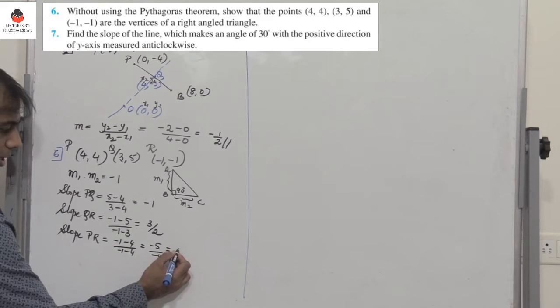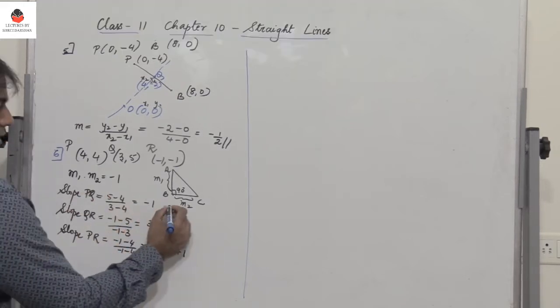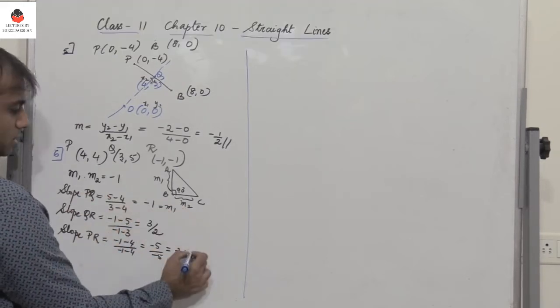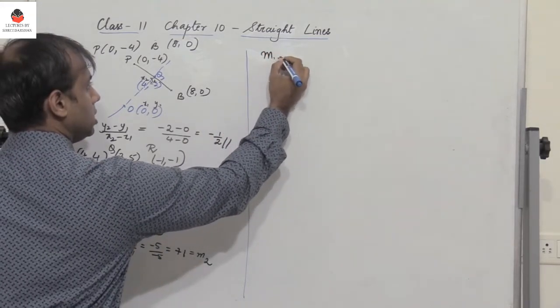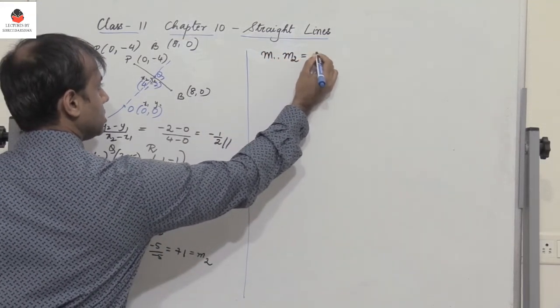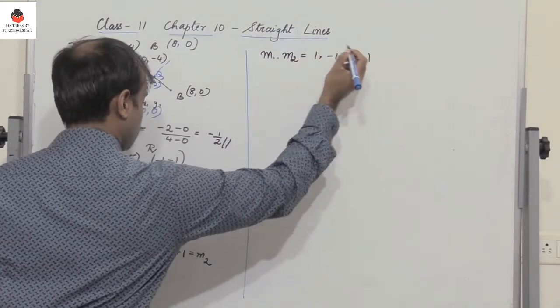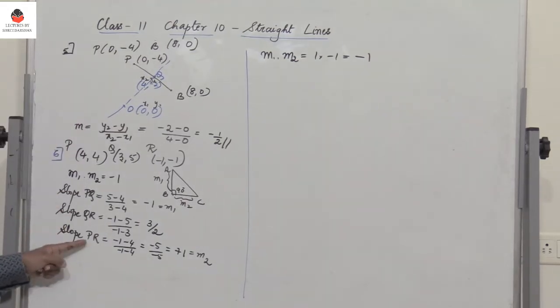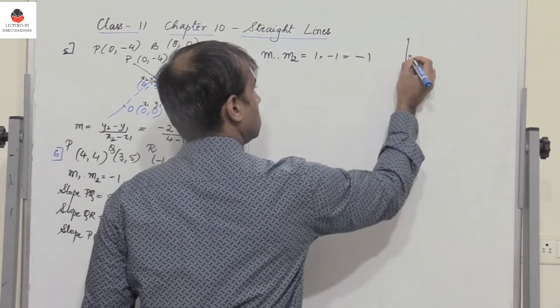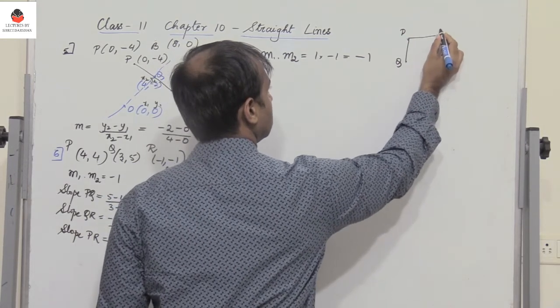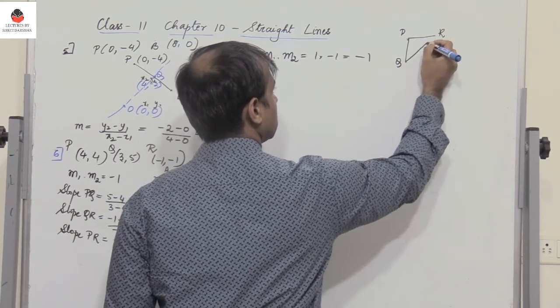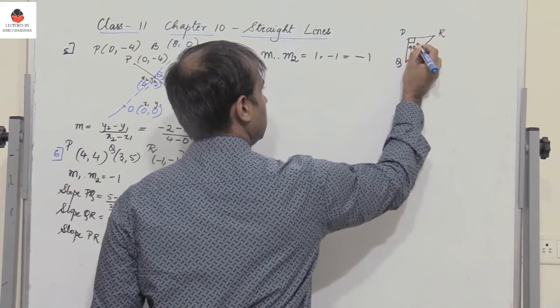So it's going to be plus 1. Now let this be M1, let this be M2. So I find that M1 into M2 is 1 into minus 1, which is minus 1. So I find that PQ and PR are perpendicular to each other. So this is, say, PQ and PR. They are perpendicular to each other. So this is 90 degrees.